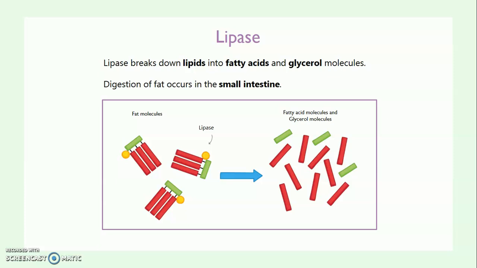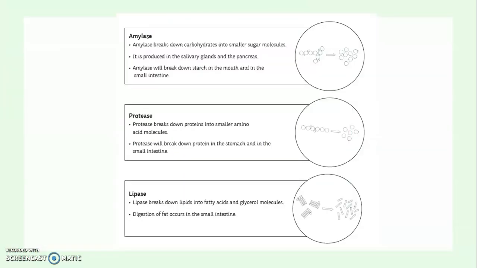Now you may have noticed there is a trend with the names. ASE on the end means it's an enzyme, and then whatever we're breaking down goes in front. So lipase breaks down lipids, protease breaks down protein, and so on. So here's just a summary of ideally what you should have.